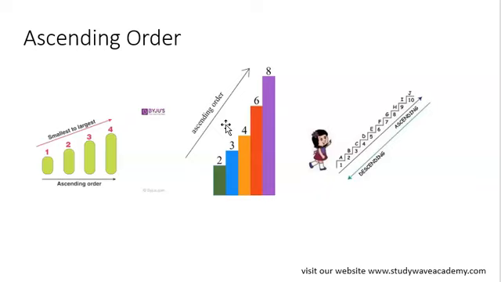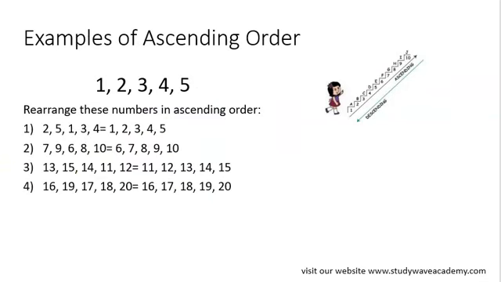Okay, so we're going to be looking at some examples. We're all familiar with our numbers, right? Examples of ascending order. We are going to be doing some exercises. We're going to arrange our numbers from the smallest to the biggest. The question says arrange these numbers in ascending order, and we said ascending order is going from the smallest to the biggest. Correct. So let's go.